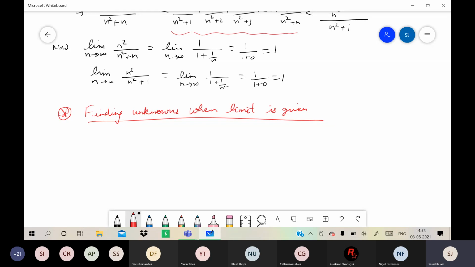We start with a simple question. If limit x tends to 0, a minus cos x upon x square is finite, then find the value of a and the limit.